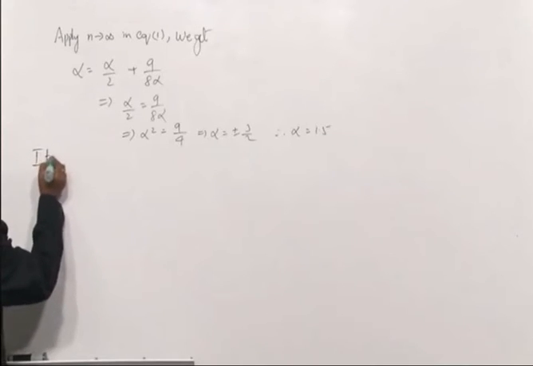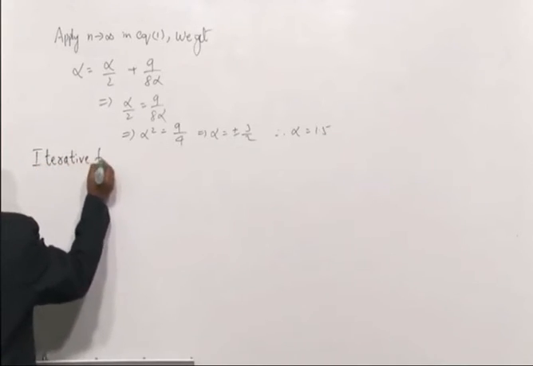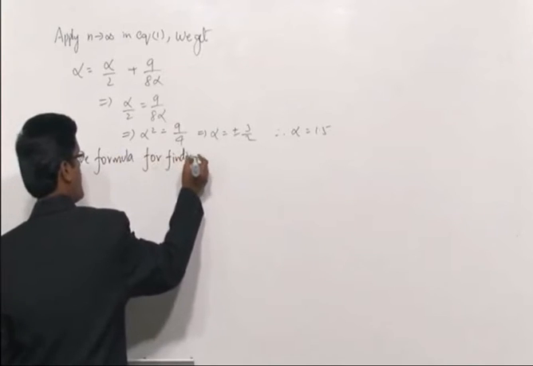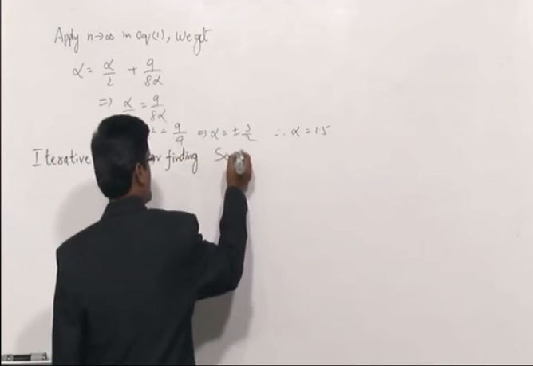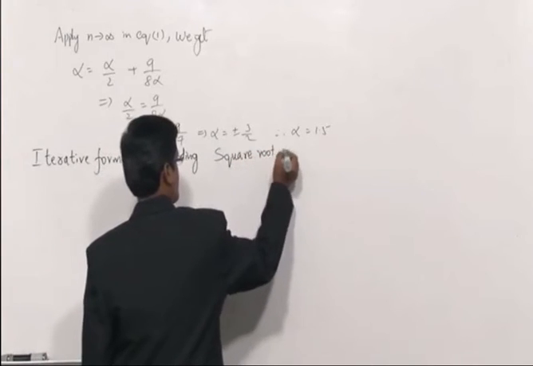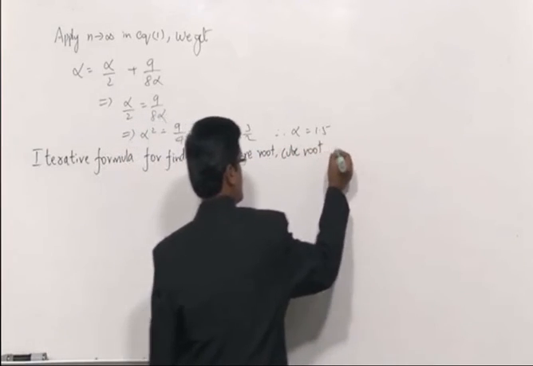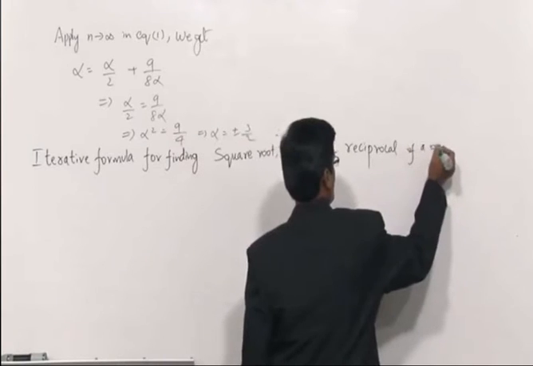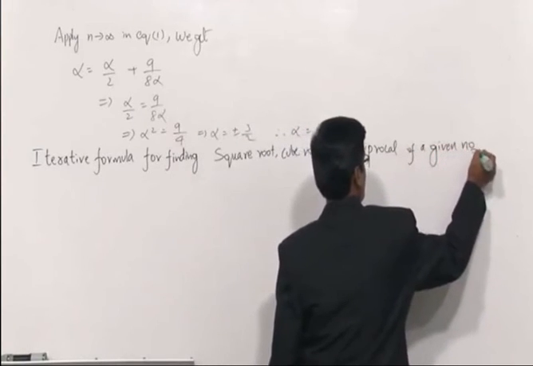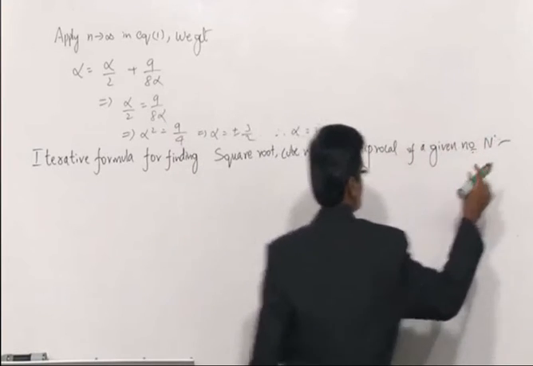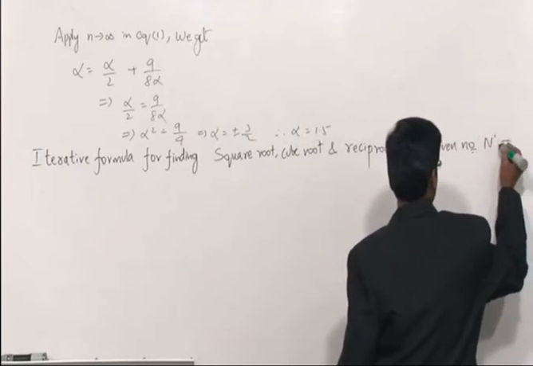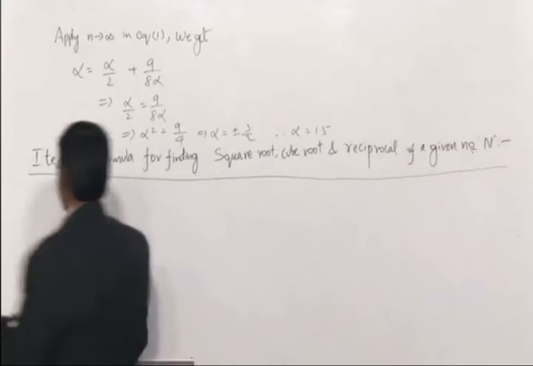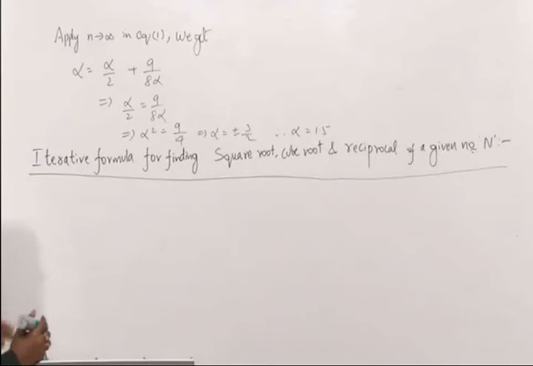Next, the iterative formula, one of the applications for finding the square root, cube root and reciprocal of a given number n. Using the Newton-Raphson method, I am going to find the direct formula, Newton iterative formula. After that, you will be giving n is equal to 0, 1, 2, 3 like that.